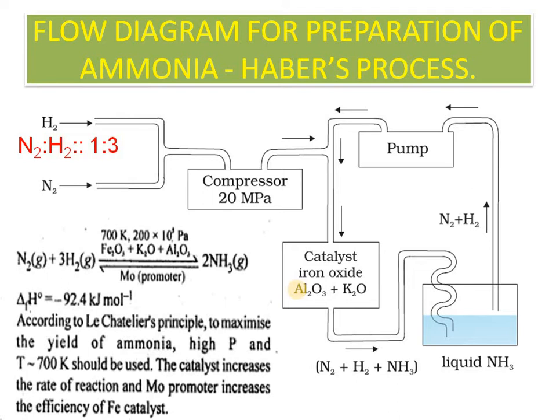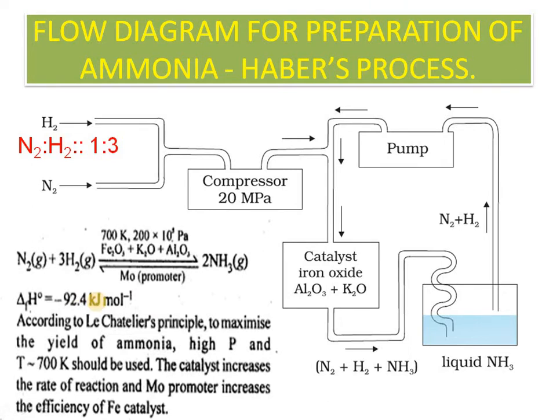And the ratio of nitrogen to hydrogen used, if you see here, is 1:3, as from the equation also. And you know, how are we getting nitrogen? We are getting it from liquefaction of air, fractional distillation we say. Hydrogen we are getting from the Bosch process, and the temperature is 700 Kelvin, so roughly 450 to 550 degrees Celsius, and the pressure is 200 atmosphere. 1 atmosphere is equal to 10 to the power 5 Pascal, so 200 into 10 to the power 5 Pascal, or we can say 20 megapascal. Mega stands for 10 to the power 6, and delta H is negative 92.4 kilojoule per mole.